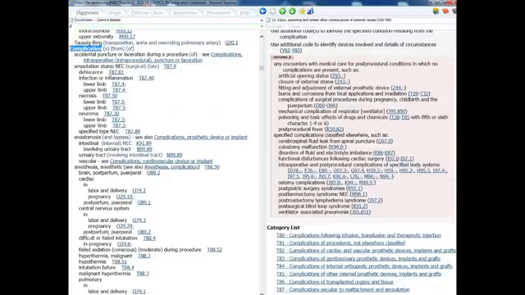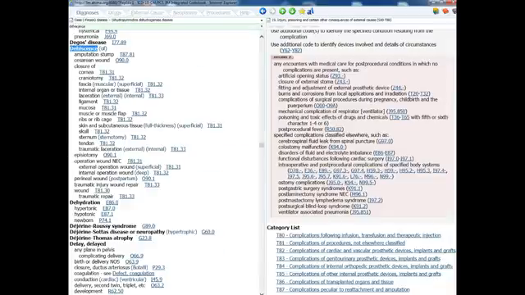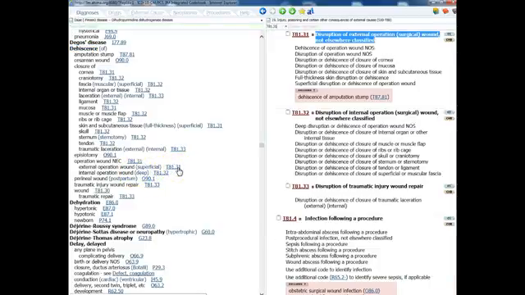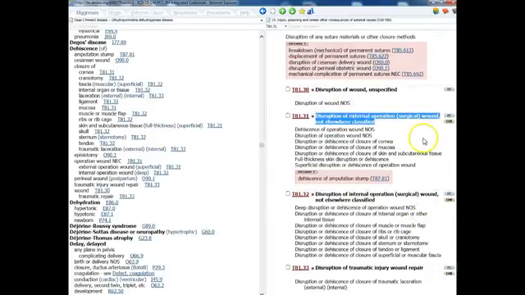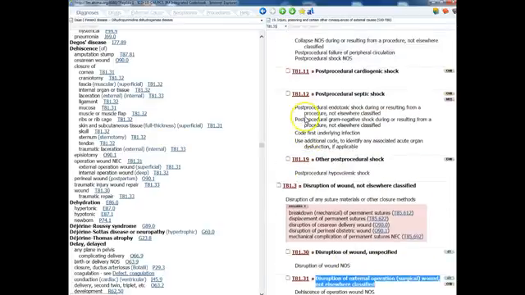In the index, if I put dehiscence of operation wound, NEC, external operation wound, T81.31. Now, this is a really good example because you see there's no little dash there. You would think by looking at this code in the index that that's the code. But when you go to that code in the tabular, you find that that is not a complete code.